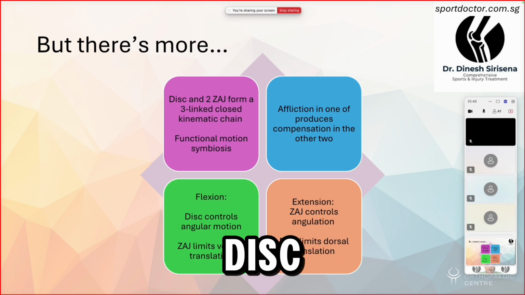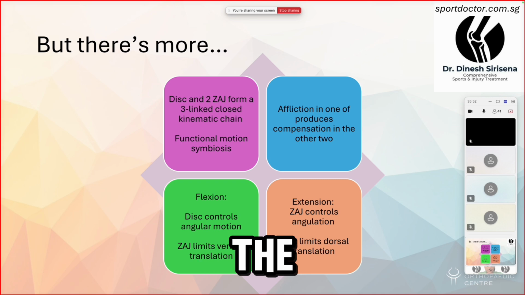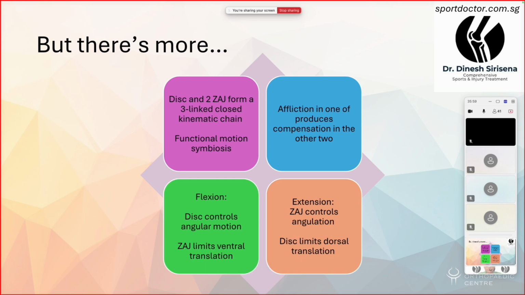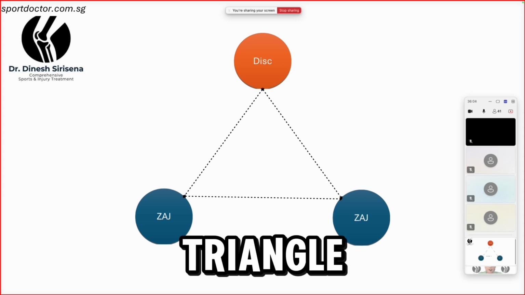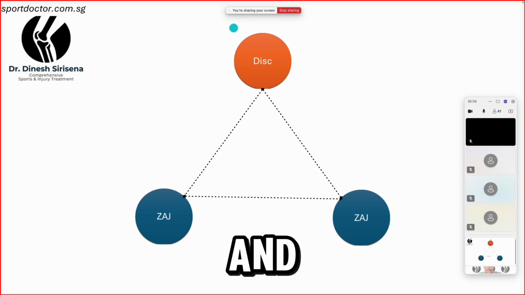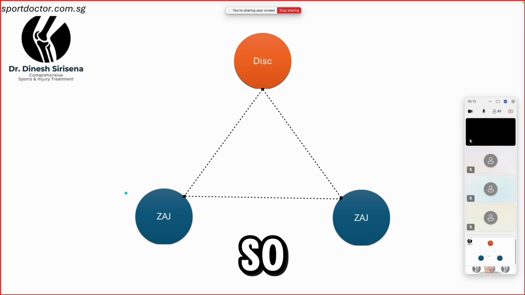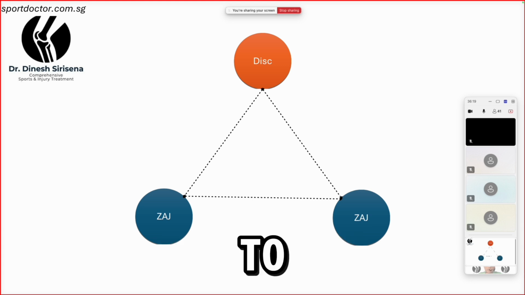In flexion, the disc controls the angular motion, and the joints affect the kind of ventral motion, and in extension, it's the other way around. And basically, this is what it is. So we have this triangle, we have this almost tripod, and if the disc is starting to wear out, then the joints are going to start to take more of the load. If this joint is worn out, then these other two structures will take the load. And so if you do see a pathology in one, it's always really, really important to consider the others.